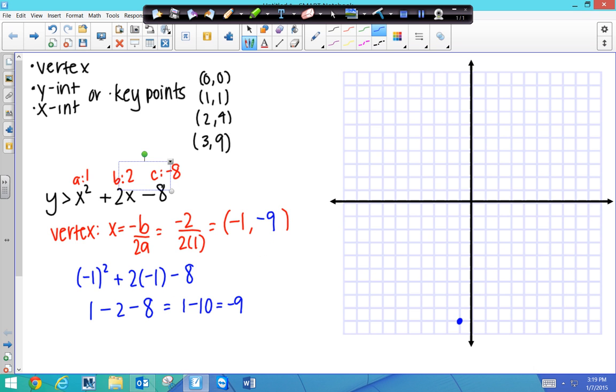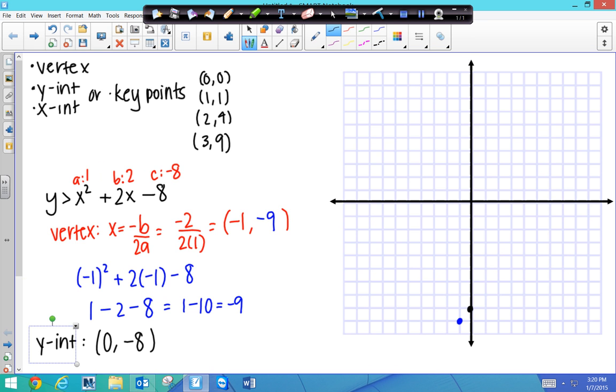So for this one, we'll just go ahead and find the x and y intercepts here. So if you needed to find your y-intercept, you need to just plug in 0 for all of the x's. So we're going to have the point (0, ?). If we plugged in 0 into this one, we're going to have 0 plus 0 minus 8, so that'll give us negative 8. So there is our y-intercept.